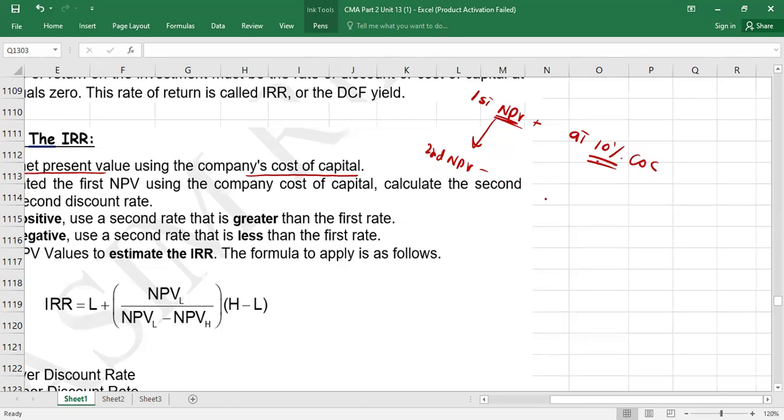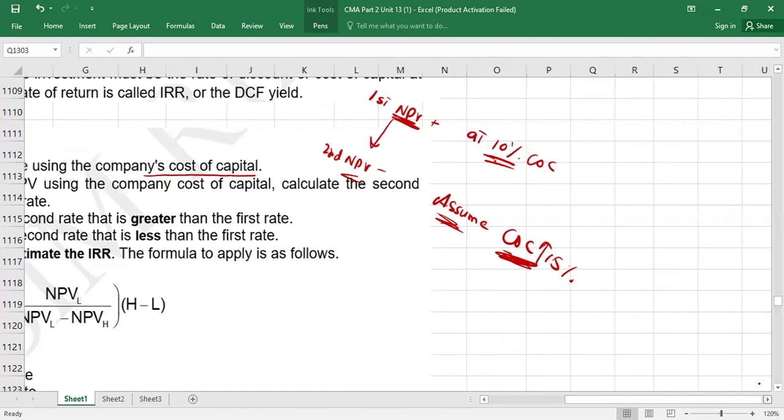So here we will assume, I'm using the word assume, that cost of capital. We will assume the cost of capital percentage. For example, let's assume 15%. The second rate will always be an assumed rate. So whenever the first NPV is positive, we need a second negative NPV. And whenever you need a second negative NPV, we will increase the cost of capital, and we can assume that rate. For example, if the first rate was 10%, the second rate could be 15%. Right or wrong?